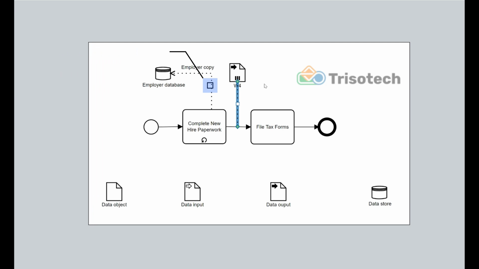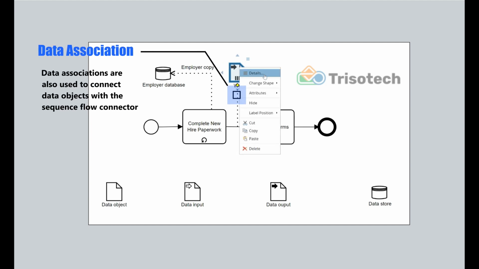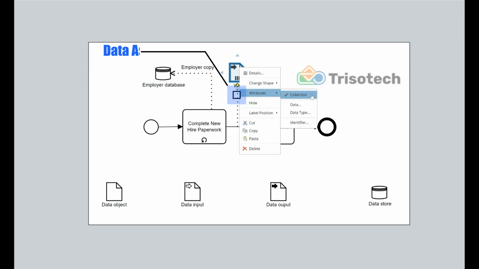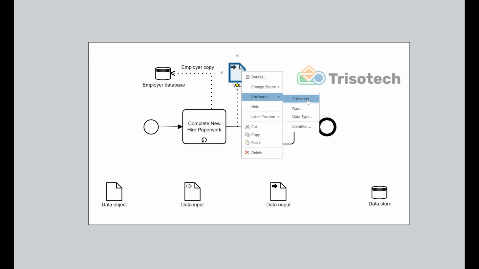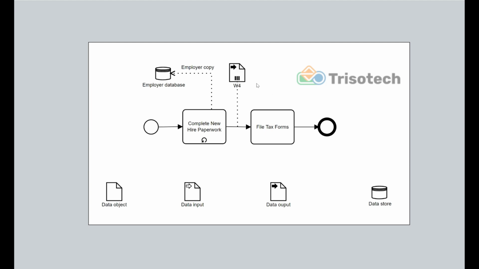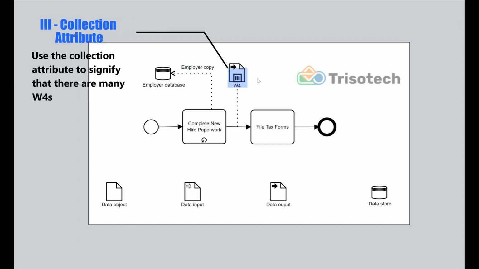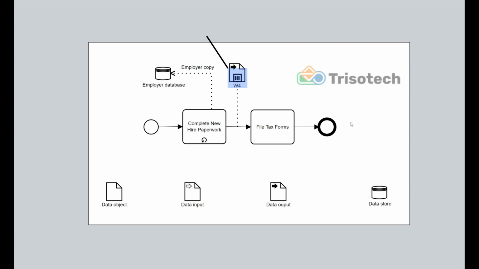We also use the data association to connect the sequence flow and the data object. In this example, we use the data output notation and connect the data association to the sequence flow. We also use the standard looping activity notation to represent that the activity continues to occur until all employee paperwork has been completed. Each time it's completed, it generates a tax form for that employee. This is how we can use the collection attribute, as depicted on the screen, for data objects in your model. This simply means that there are multiple data objects, in this case, tax forms, that are being generated every time that activity is completed.